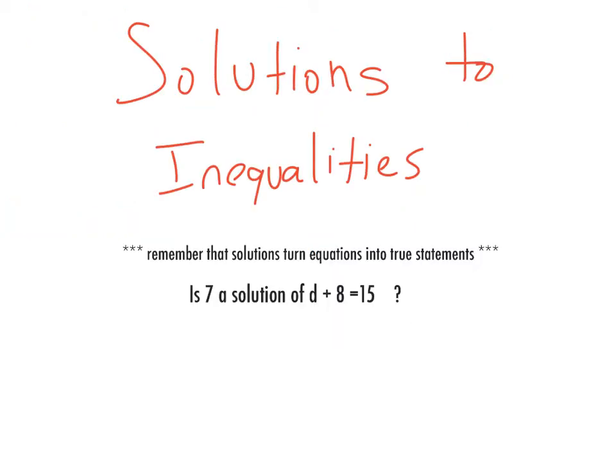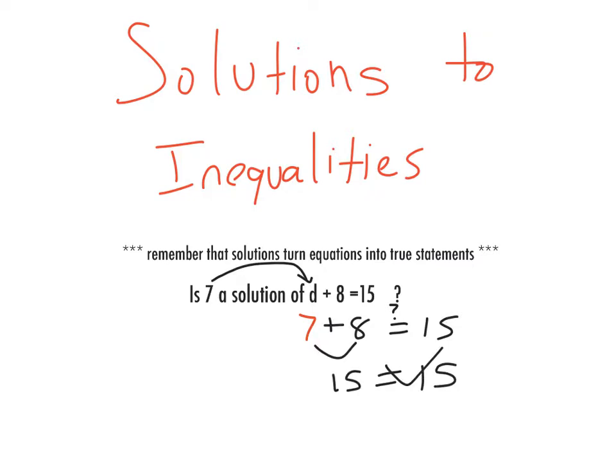All right, so quickly, let's talk about solutions to inequalities. So we remember that solutions turn equations into true statements. For example, is 7 a solution of D plus 8 equals 15? If it is, it will turn this equation into a true statement. So we take that 7 and put that there. So is 7 plus 8 equal to 15? Put a little question mark there. Well, 7 plus 8 is 15, and last time I checked, 15 equals 15. That is a true statement. So 7 is a solution because it turned our equation into a true statement.